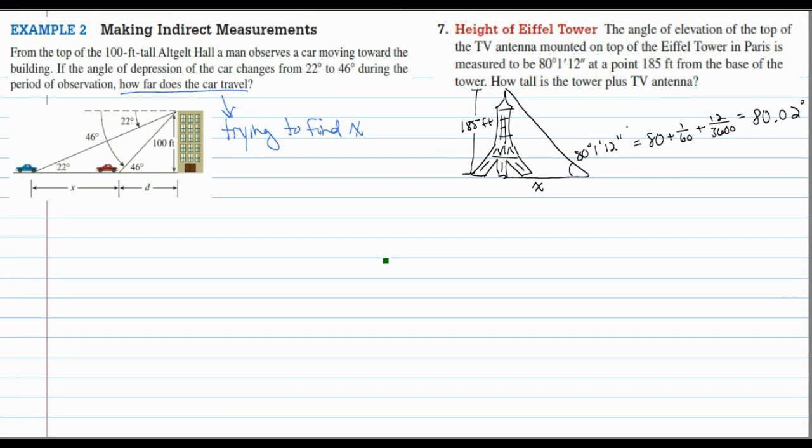This is the screencast for example 2 of section 4.8. We're going to make some indirect measurements.